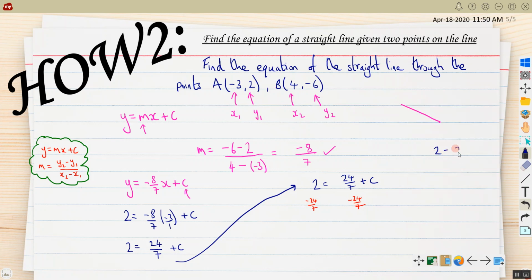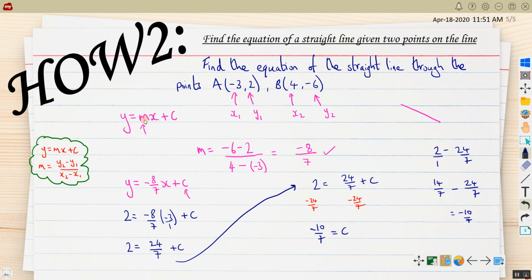2 take away 24 over 7. We need a common denominator. Let's make it 7. So if I multiply the 1 by 7, I get 7. Multiply the top. That makes sense. 14 divided by 7 is 2. That makes sense. 14 take away 24 is negative 10. So when I take away that, I get negative 10 over 7 is equal to c.